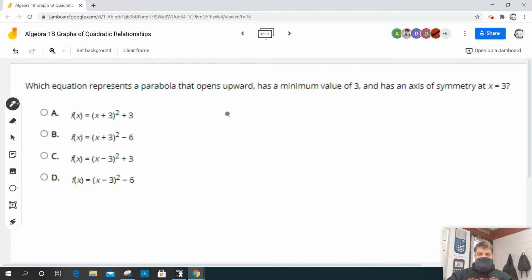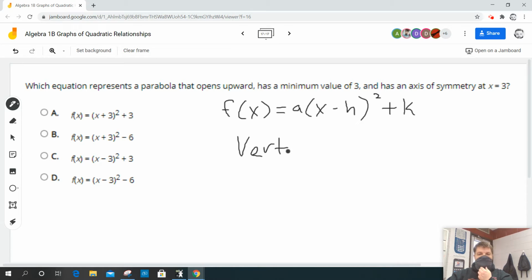Well, when I say f of x is equal to a times the quantity x minus h squared plus k, I know that the vertex, this is why it's called the vertex form, occurs at h comma k.